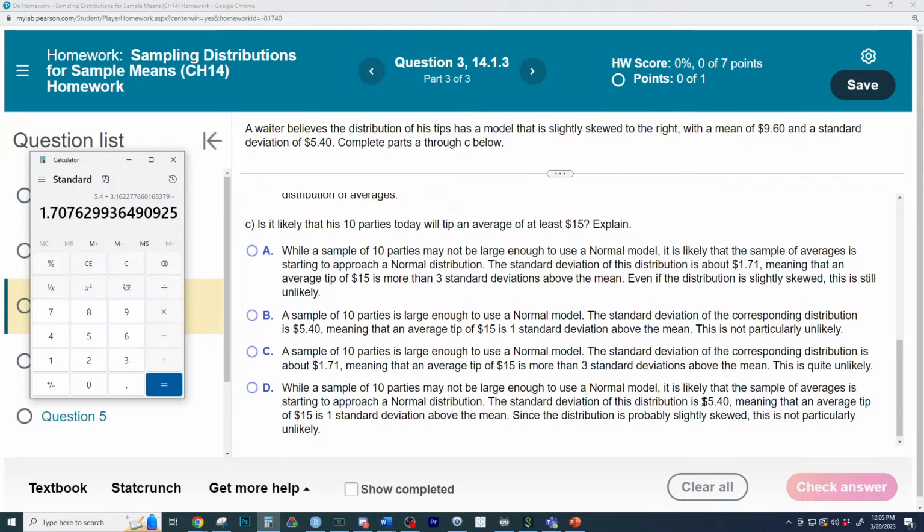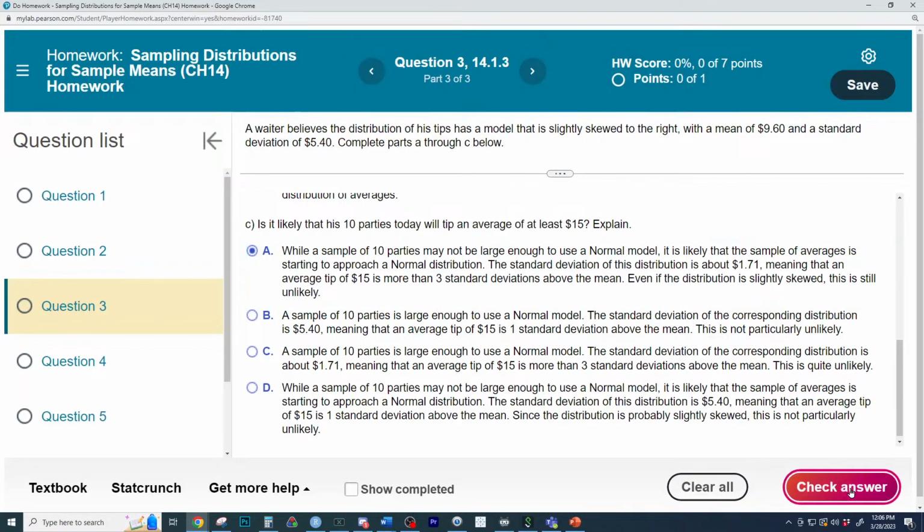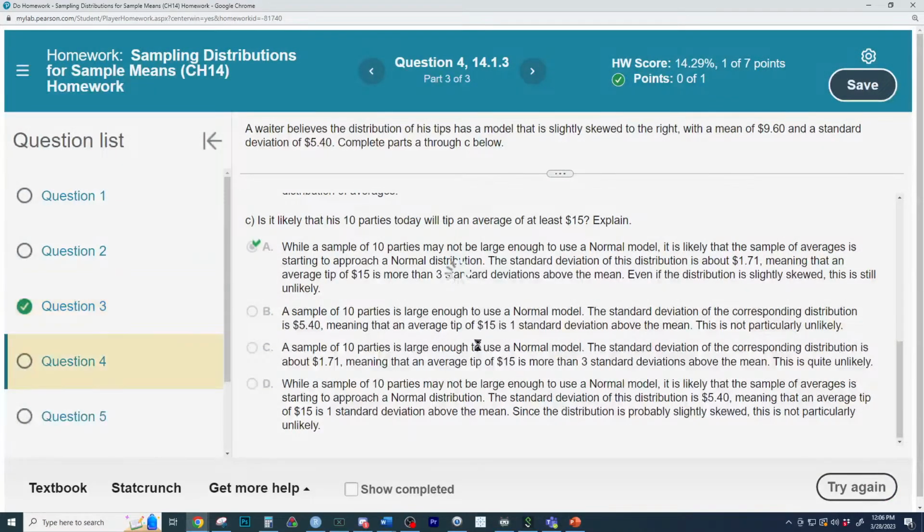Okay, so this one doesn't find the new standard deviation. So this one's our best answer so far. A sample size of 10 parties is large enough. No, it's not large enough. It's probably not large enough. So they're kind of alluding to we could still kind of work the math on this a little bit.